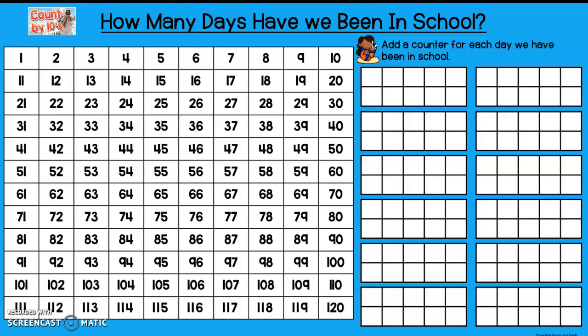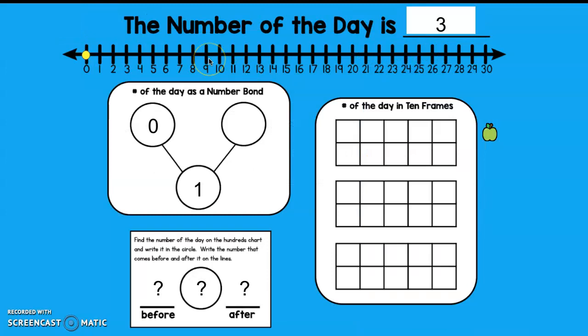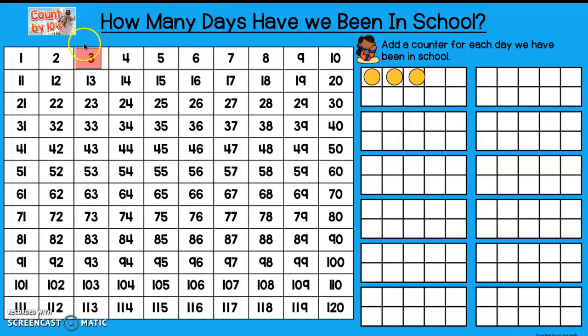How many days have we been in school? So we started school on Tuesday, so we counted it. Yesterday was the second day, so today will be the third day. So let's count it. 1, 2, 3. So we have been in school for 3 days. And look, we are representing 3 inside of this 10 frame. So 1, 2, 3. Very good.